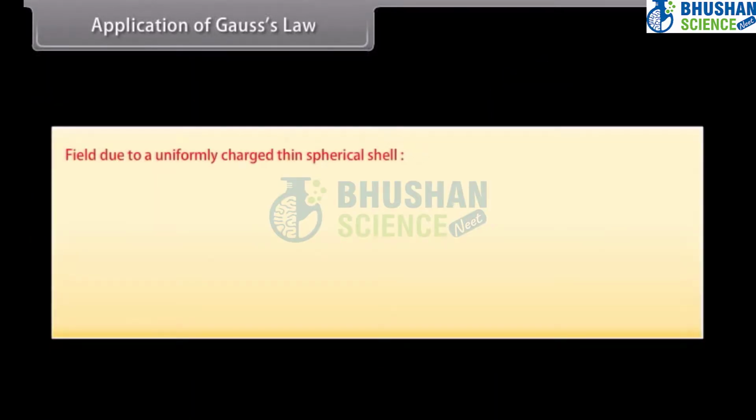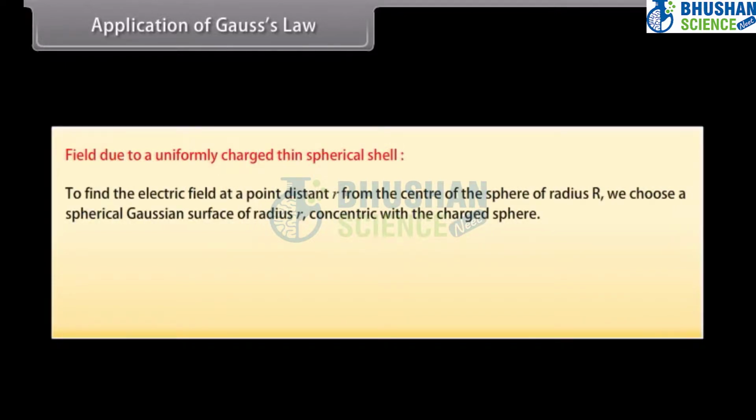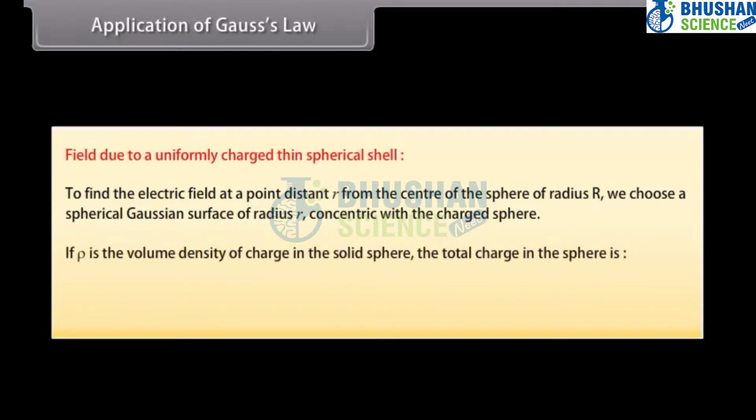Field due to a uniformly charged thin spherical shell. To find the electric field at a point distant r from the center of the sphere of radius R, we choose a spherical Gaussian surface of radius r concentric with the charged sphere. If rho is the volume density of charge in the solid sphere, the total charge in the sphere is given by Q equals 4 upon 3 pi R cubed rho.